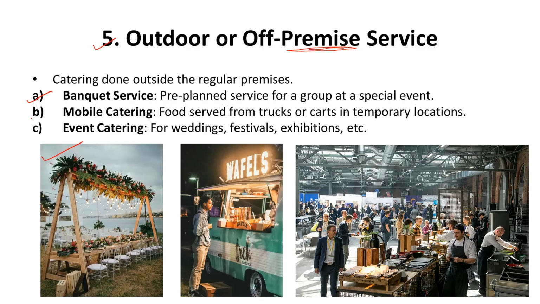Number two is the mobile service, where food from trucks or carts is served at a temporary location. This is a temporary location where they mostly prepare food and bring it here. And number three here is event catering for weddings, festivals, exhibitions, etc. This is also an irregular place. For example, if there is a product launch or an exhibition and you are providing food over there, that will be known as off-premises catering, off-premises service.